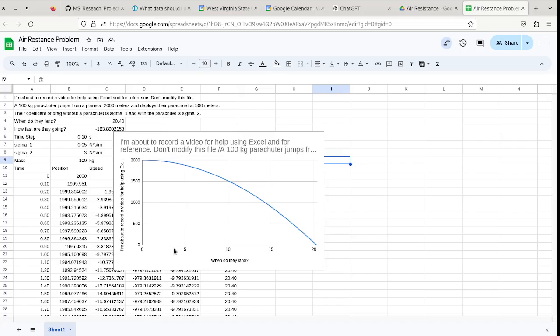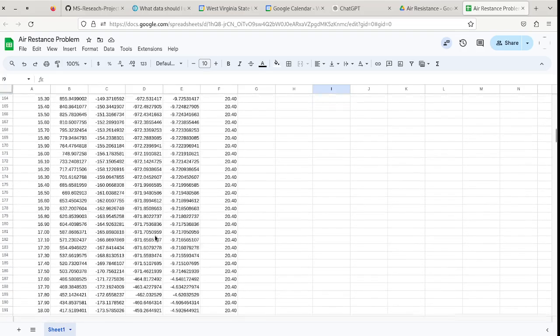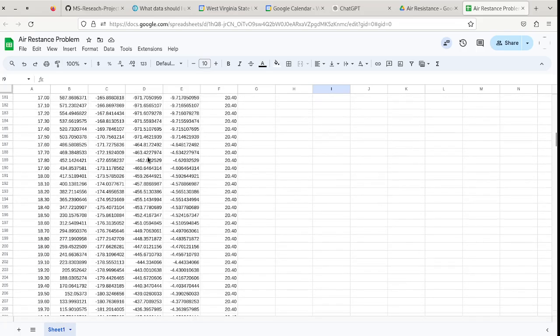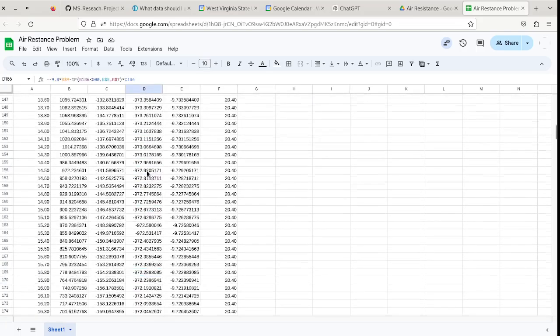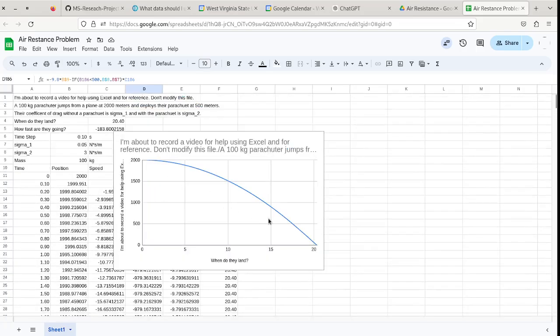So if you want to, you can make your plots and go, is this sensible? Does this make sense? When does it deploy? They deploy their parachute at 17.5 seconds. So you can see that. 17.5 is right about here. Not really. Yeah, I don't see any change there.